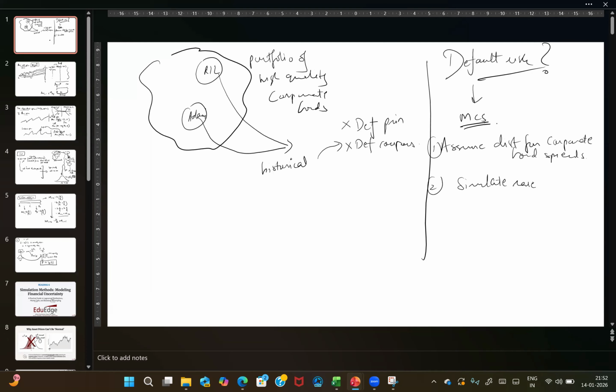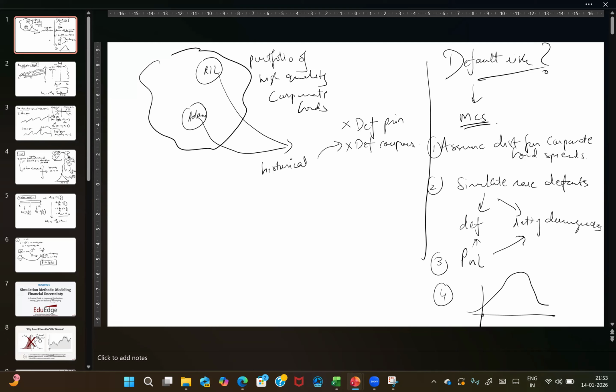After assuming this distribution, we're going to simulate rare events like defaults or rating downgrades. And then we are going to calculate what is the P&L out of these rare events. And then we are going to create a distribution of these P&Ls. And then the value at risk coming out from such a returns distribution is basically your MCS value at risk. And that's where Monte Carlo simulations is useful.